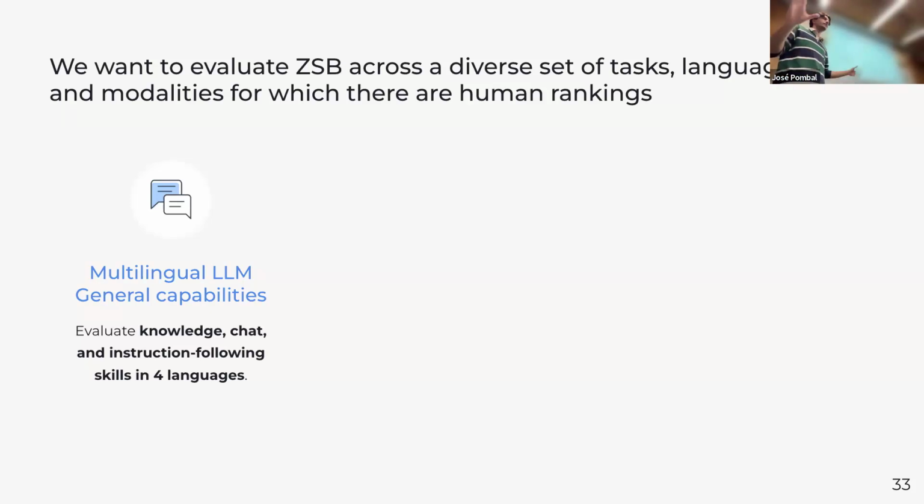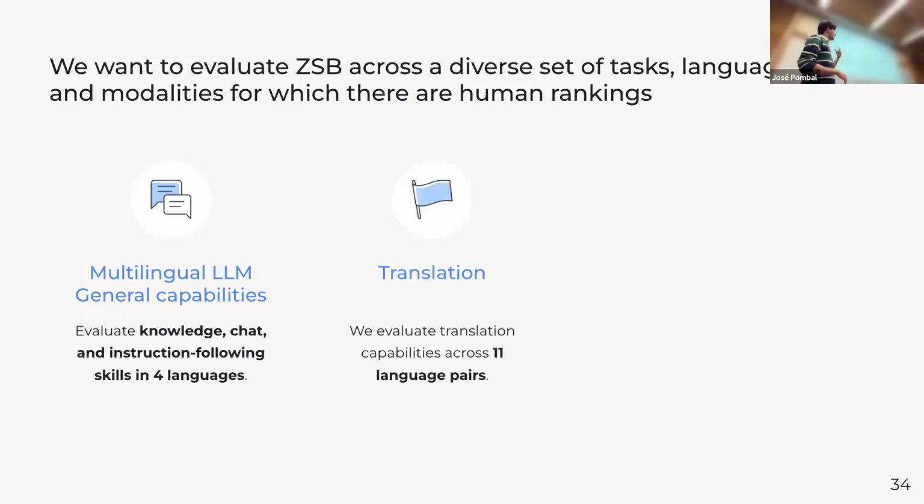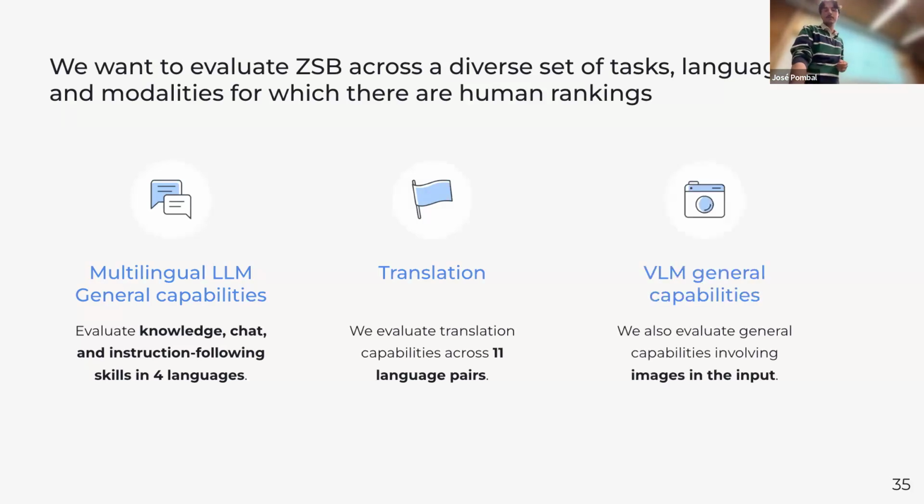If you don't know, it's a platform where people generate completions to a prompt and select the best ones. Then we also look at translation across 11 language pairs. That's the language pairs from WMT24, a pretty famous data set, and there's human rankings for that. And then finally, we look at VLM general capabilities, which is similar to this data set, but you insert the vision component. So we want to show that not only can you use ZSV for a few different tasks, you can also switch modalities or add this new modality and it still works.